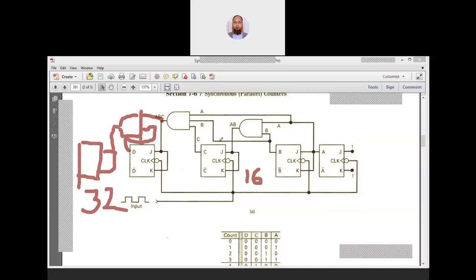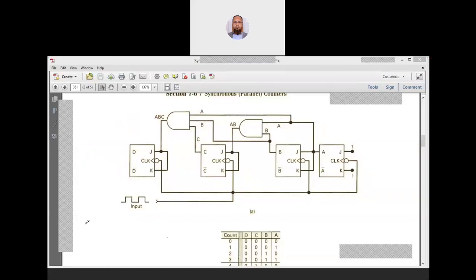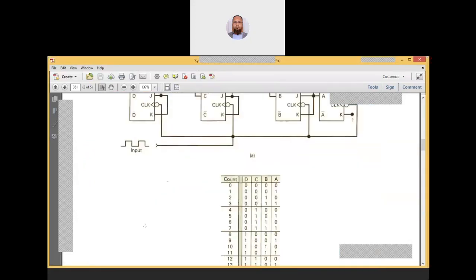Then for the fourth flip flop the input is the AND operation of the previous three flip flop outputs. Similarly, if the fifth flip flop was there, the input for the fifth flip flop will be the AND operation of the previous four flip flop outputs. So this is how we can continue to increase. I hope you understand this. So now we move ahead to see the next part.